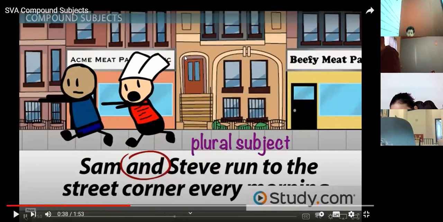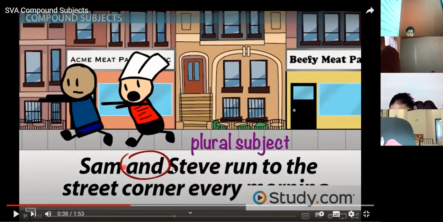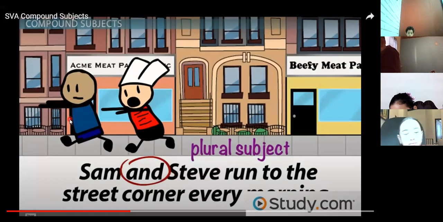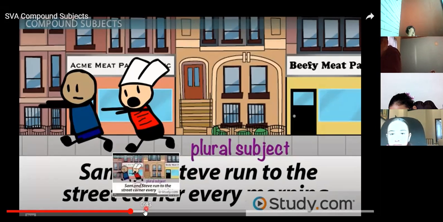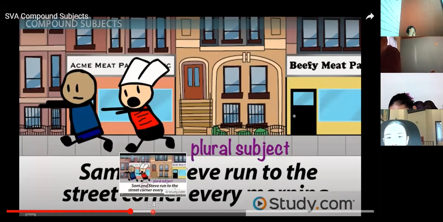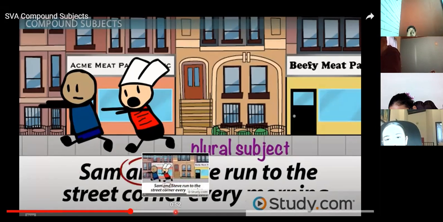You see here, it says Sam and Steve, so they are running both. You see, two boys running. So instead of writing one sentence for Sam and one sentence for Steve, if they're doing the same, you can write one sentence using the two subjects, Sam and Steve. So you see, the connector, the word that we use to connect Sam and Steve, is the word and, so that makes a compound subject.